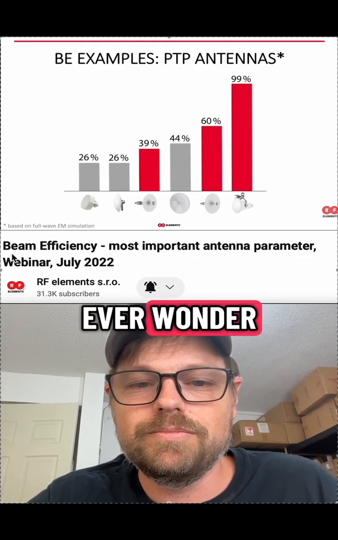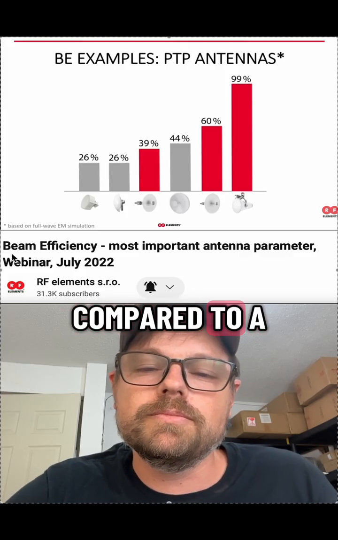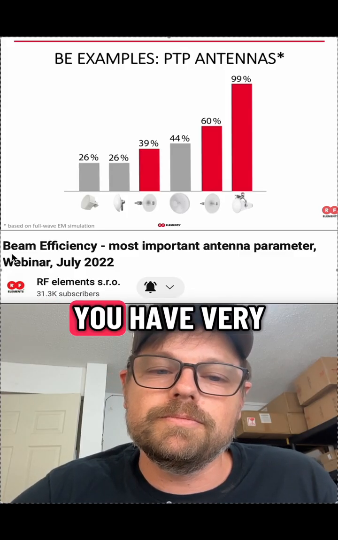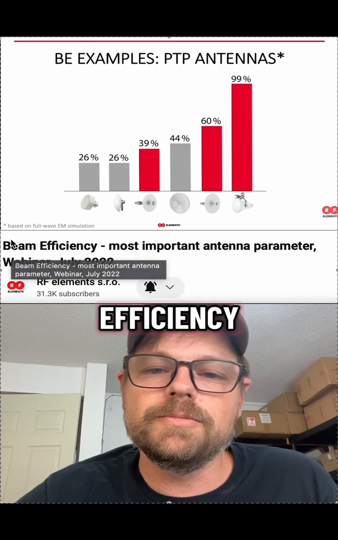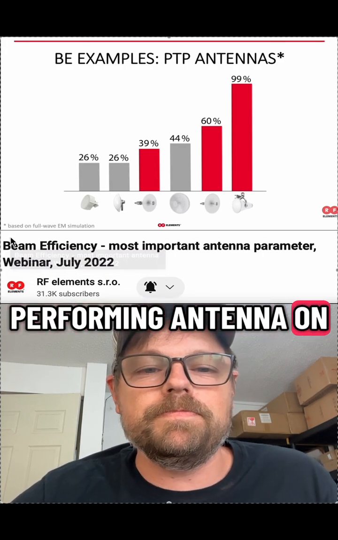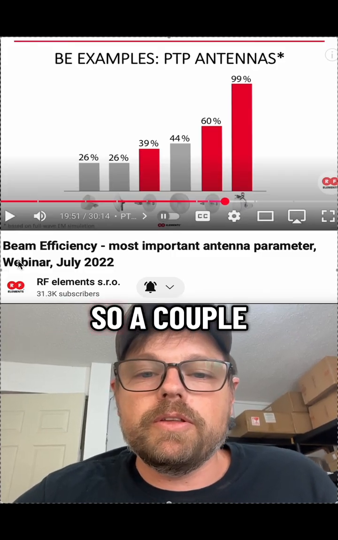So if you ever wondered if ultra horn was worth the extra cash compared to a dish with similar gain, you have a very clear answer here. With 99% beam efficiency, is the best performing antenna on the market in terms of noise suppression. So, a couple things there.